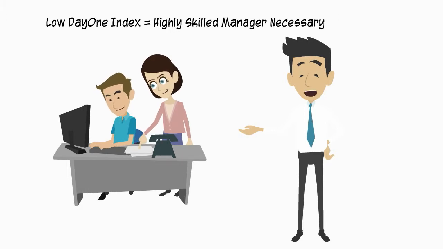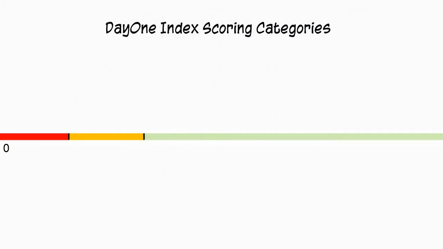more skilled and effective the supervisor will need to be in order for the new hire to realize his or her potential. Similar to the screening index, scores on the DayOne Index range from 0 to 999. And again, the only way to actually get a 0 is to produce an invalid profile. On the DayOne Index, scores can fall into 3 categories.